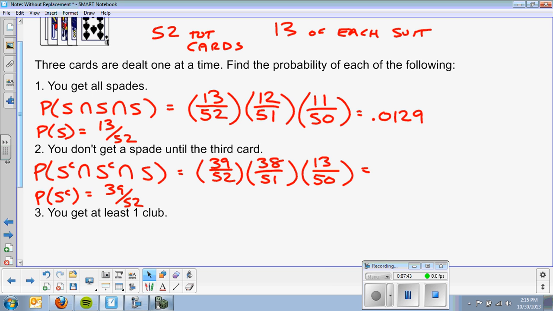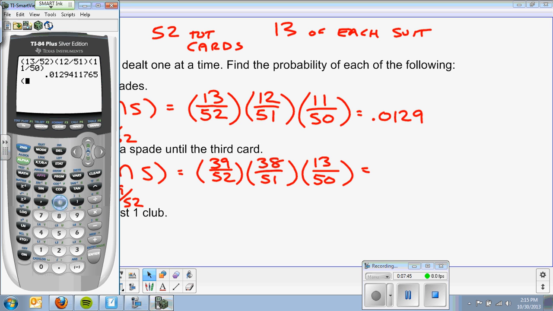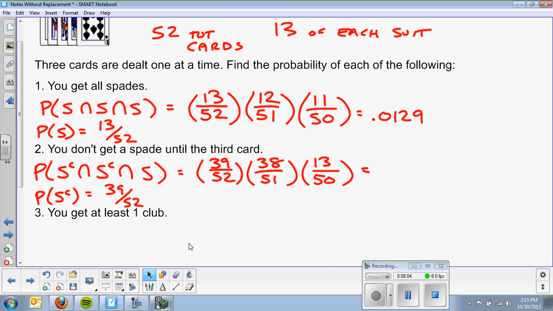And I type that in my calculator. 39 divided by 52 times 38 divided by 51 times 13 divided by 50. And I end up with 0.1453.